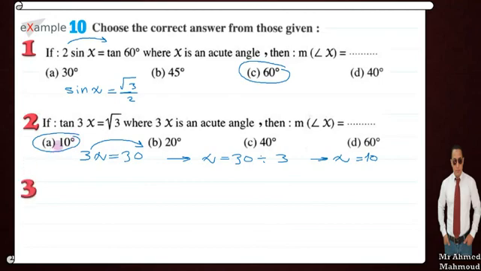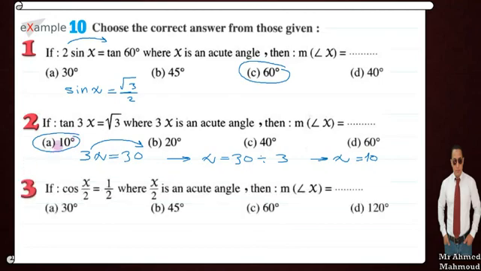Number 3, cosine x over 2 equals half, and x over 2 is an acute angle. Find the measure of angle x. Here the angle is x over 2. Again, the angle is x over 2, not x. So don't cancel 2 with 2. It's a very big mistake.